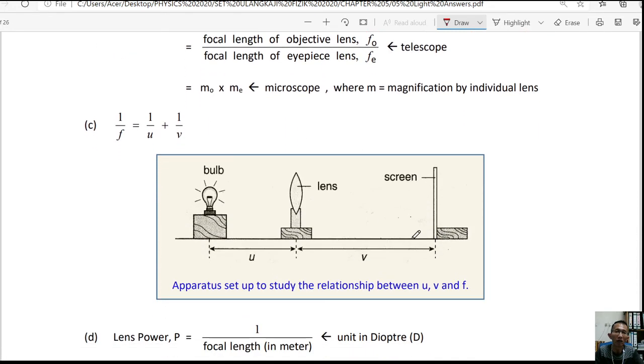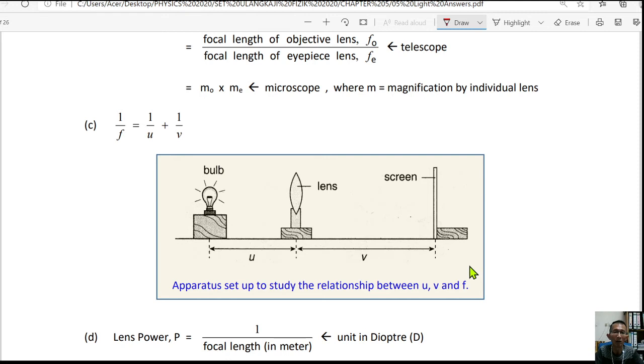And then we have this formula, 1 over f equals 1 over u plus 1 over v. f is our focal length, u is our object distance, and v is our image distance. All right, so here is the apparatus if we want to study the relationship between u, v, and f.